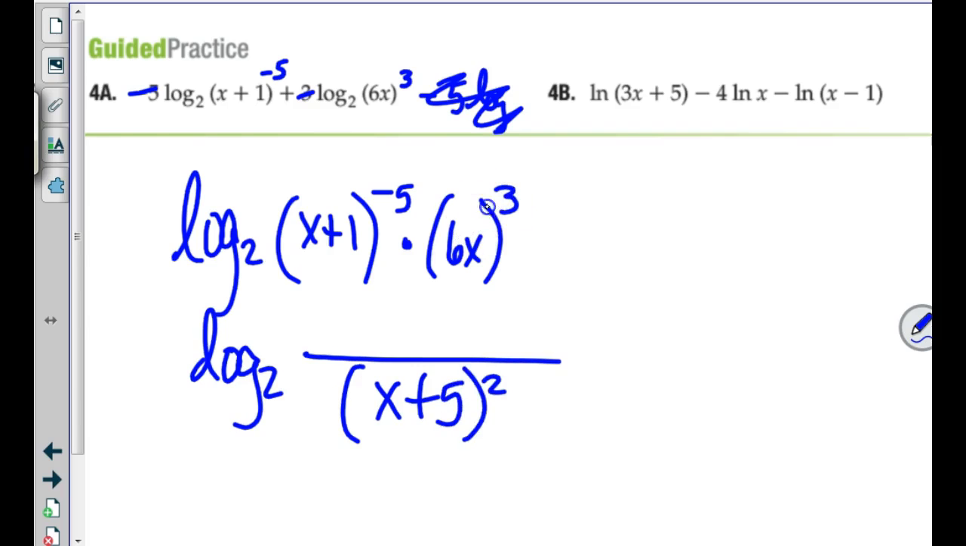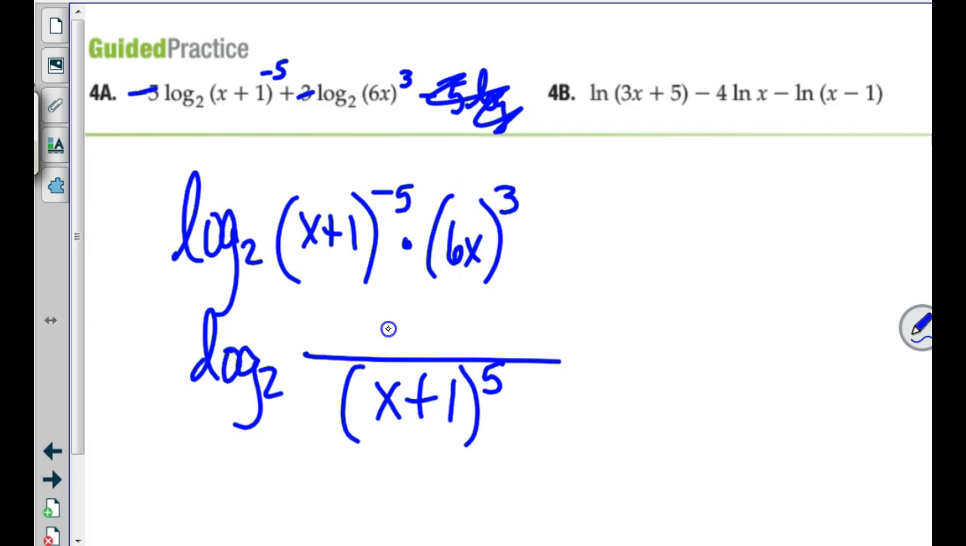I don't really care, but could we get rid of those parentheses? Yeah, x plus 1 to the 5th. Need more coffee or something. That was bad. All right, x plus 1 to the 5th. Thank you. What could we do with this?